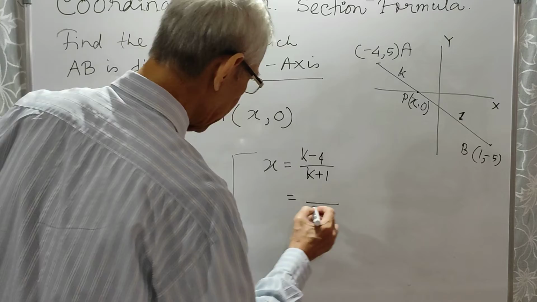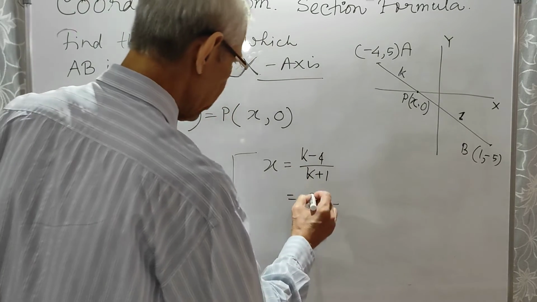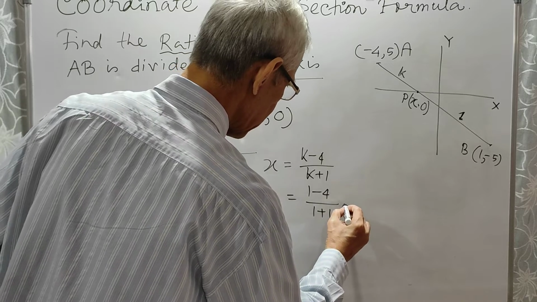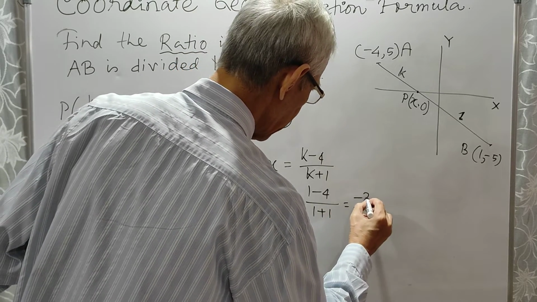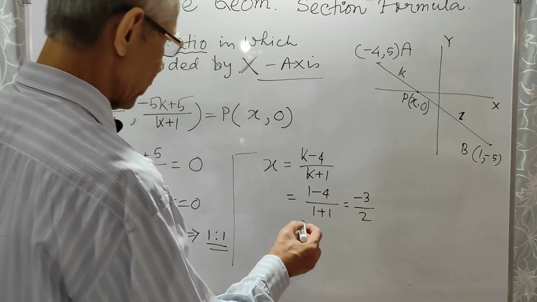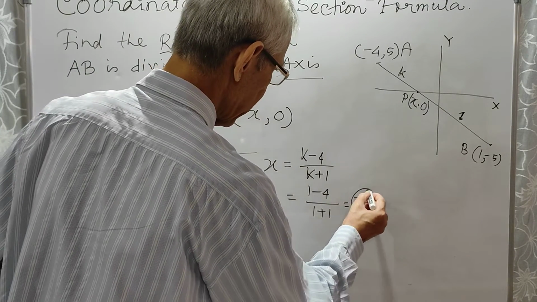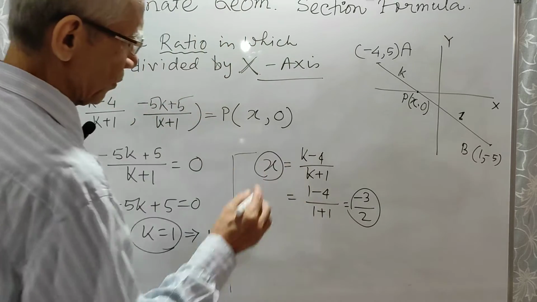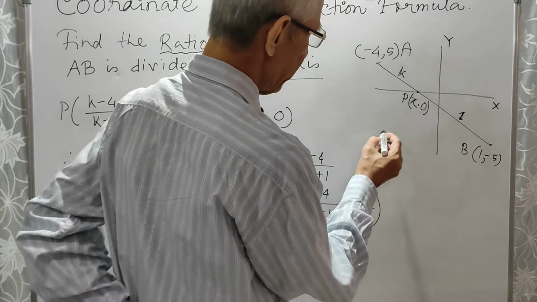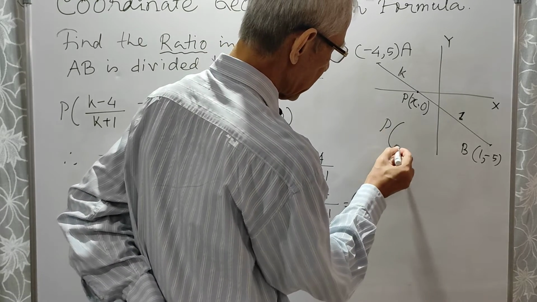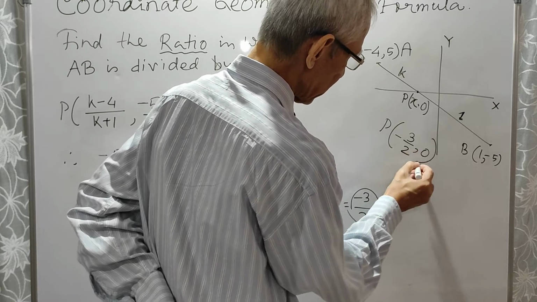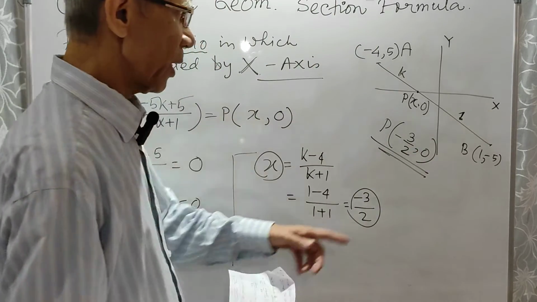Now put the value of k. K is what? 1. So 1 minus 4 by 1 plus 1. That means minus 3 by 2, isn't it? Yes. So x value we got minus 3 by 2. Therefore, what will be this point P? The point P will be what? Minus 3 by 2 comma 0. So this is the answer of the second part.